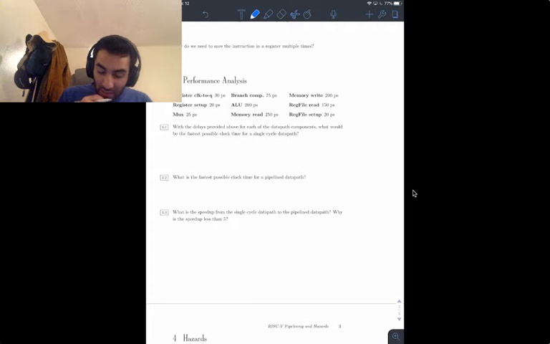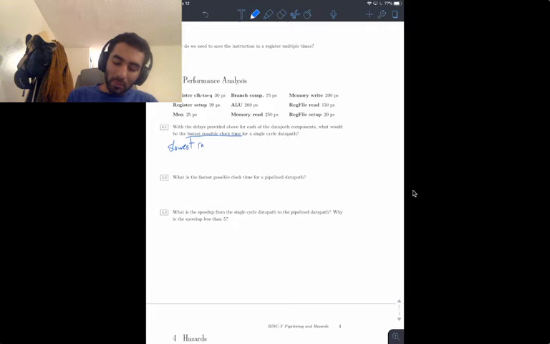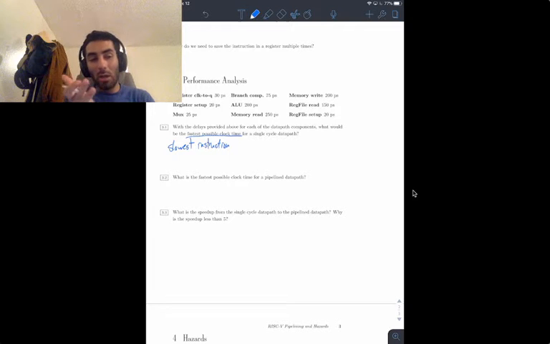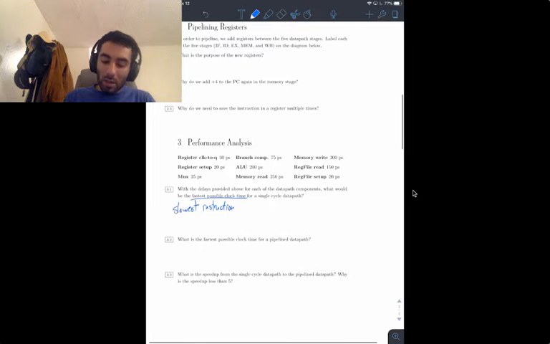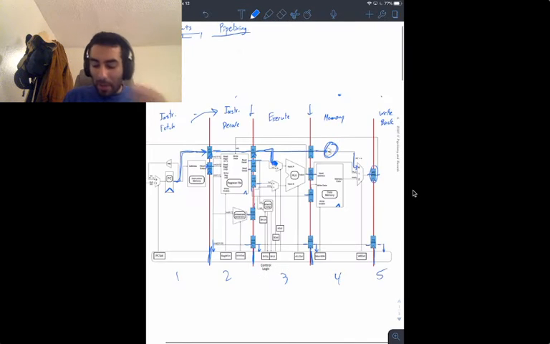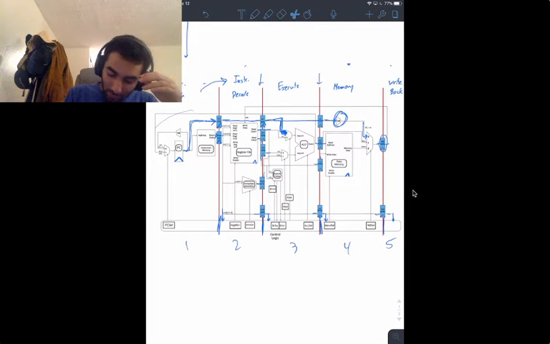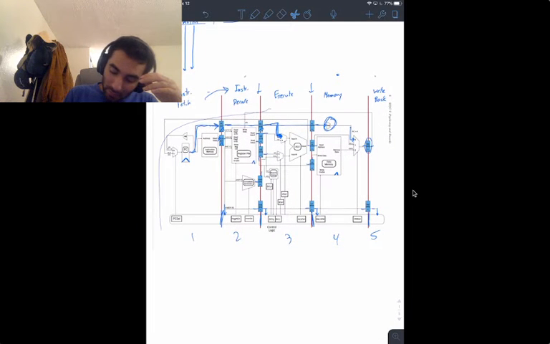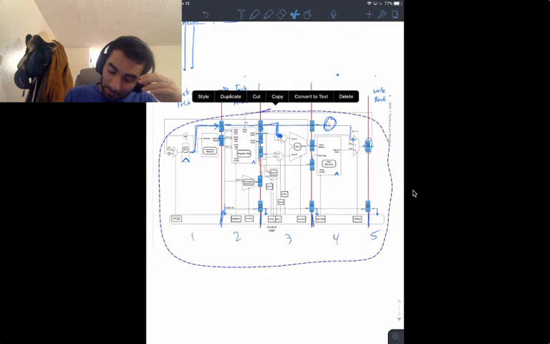So, with the delays provided above for each of the data path components, what would be the fastest possible clock time for a single cycle data path? When we're looking for the fastest possible clock time, remember, we're looking for the slowest instruction, because the fastest we can possibly tick our clock is limited by whoever the slowest one is. You should think about which instruction utilizes the most components in a single cycle data path.